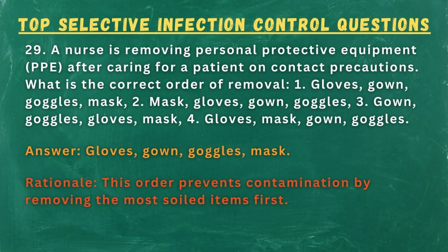29. A nurse is removing personal protective equipment (PPE) after caring for a patient on contact precautions. What is the correct order of removal? 1. Gloves, gown, goggles, mask. 2. Mask, gloves, gown, goggles. 3. Gown, goggles, gloves, mask. 4. Gloves, mask, gown, goggles. Answer: gloves, gown, goggles, mask. Rationale: this order prevents contamination by removing the most soiled items first.